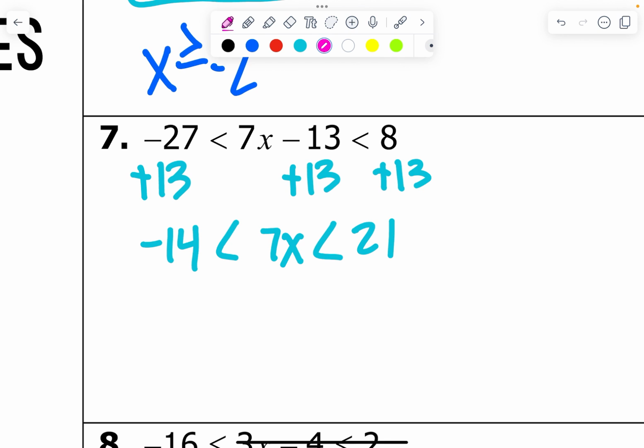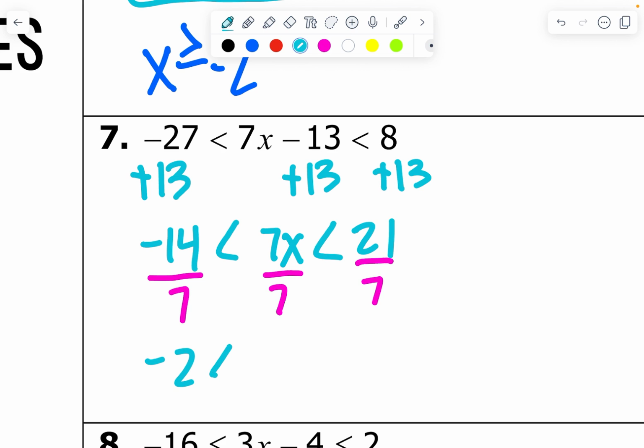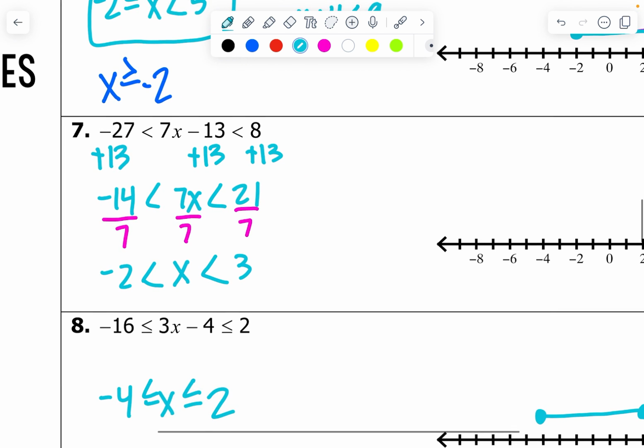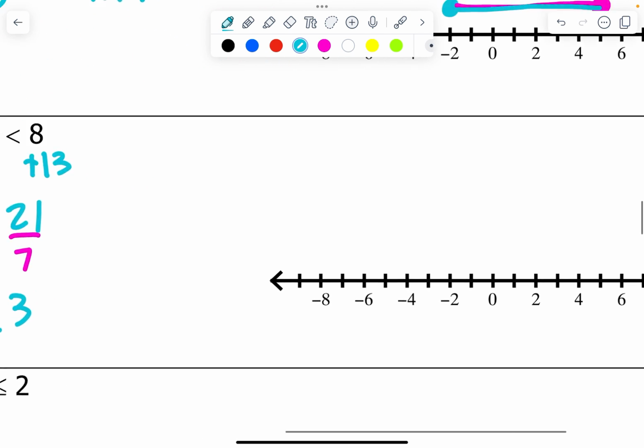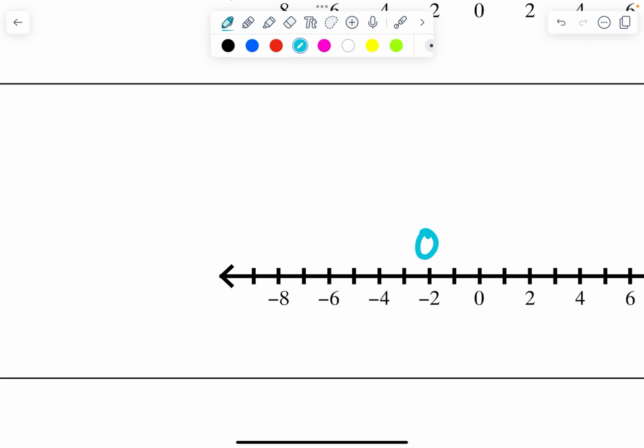Okay, take a brave guess at what our next step is. If you said divide by 7, you are so right. We are going to divide by 7 on all areas of our inequality. That's going to leave us with -2 is less than x and less than 3. Okay, so then when it's time to graph it, I have an open circle above -2, and I have an open circle above 3, and the intersection is here.